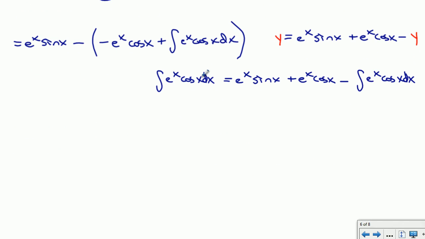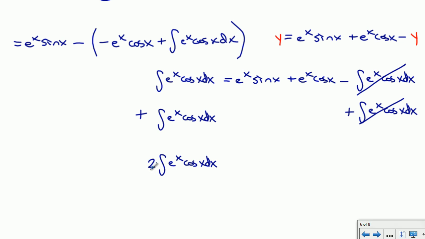So the trick to solve this integral is to treat this as a variable itself, because we have a repeat on the right-hand side. So if we add this integral to both sides, it disappears from the right-hand side, and then we get 2 on the left-hand side. So we would have 2 integral e to the x cos x dx equals e to the x sine x plus e to the x cos x.